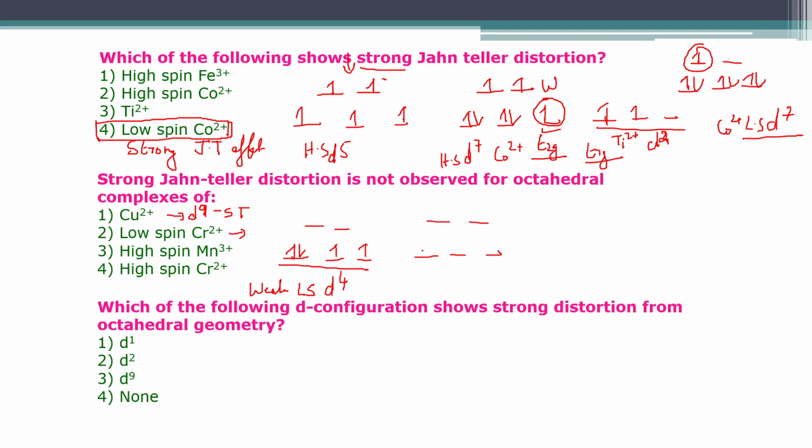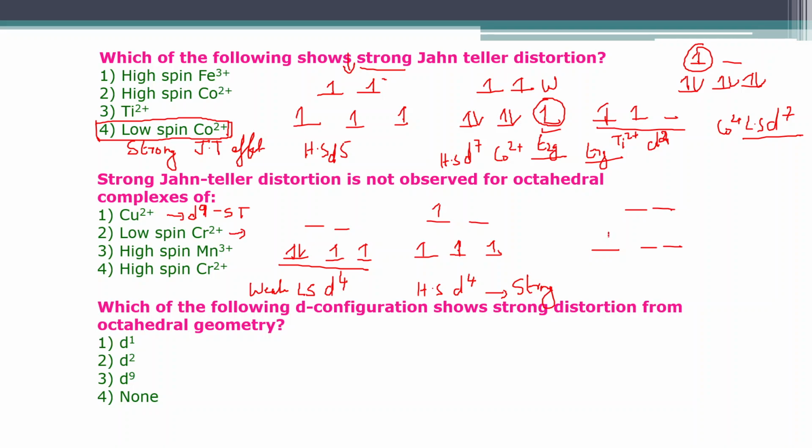And the other example is Mn3+. Mn3+ is d4, because it's Mn3+, and in the case of high spin, we can see the electrons are arranged in such a manner that we will get a strong Jahn-Teller distortion. Also, we will look into the fourth option, high spin chromium.